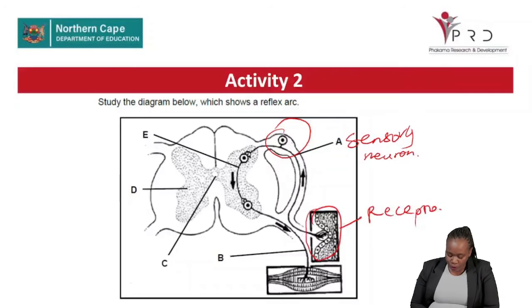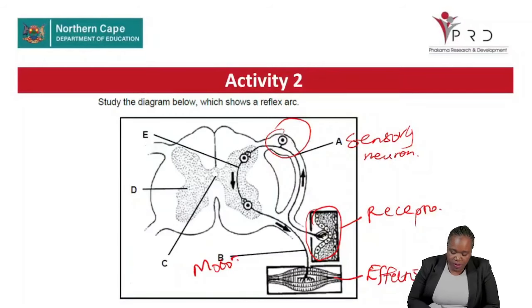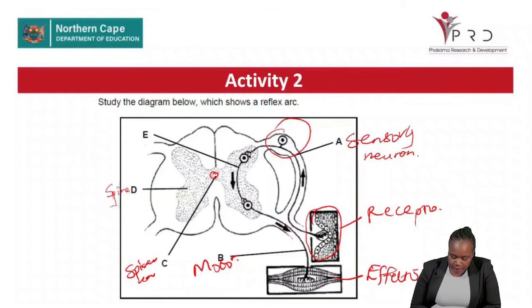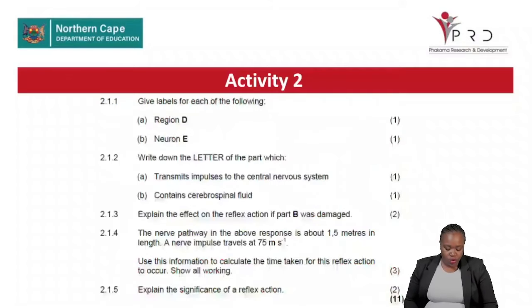If this is the receptor, it obviously means that this is the effector. And then part B would be the motor neuron, which is leaving through the ventral root. Remember, dorsal root, we see the dorsal root ganglion, sensory neuron. And then here, this would be the spinal canal, and then the spinal cord, and E would be the connector neuron or the interneuron. Okay, let's move on to the questions.